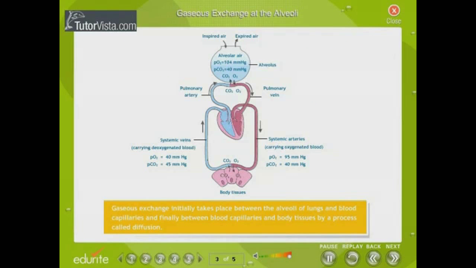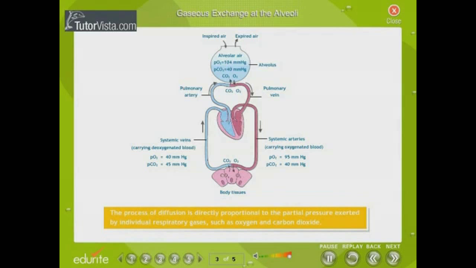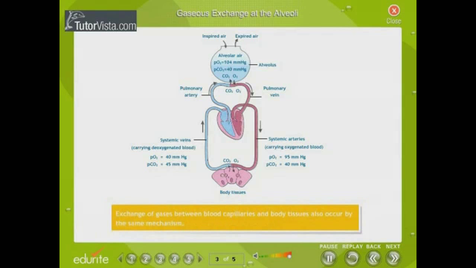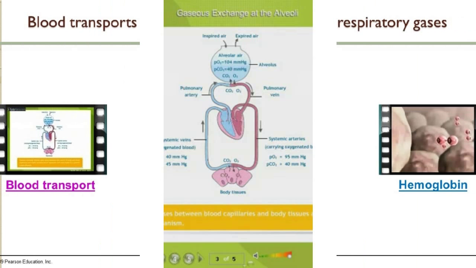Gaseous exchange initially takes place between the alveoli of the lungs and blood capillaries and finally between blood capillaries and body tissues by a process called diffusion. The process of diffusion is directly proportional to the partial pressure exerted by individual respiratory gases such as oxygen and carbon dioxide. Gas exchange in the lungs occurs due to the difference in partial pressure, which leads to diffusion of oxygen from alveoli to blood capillaries and carbon dioxide from blood capillaries to the alveoli. Exchange of gases between blood capillaries and body tissues also occurs by the same mechanism.